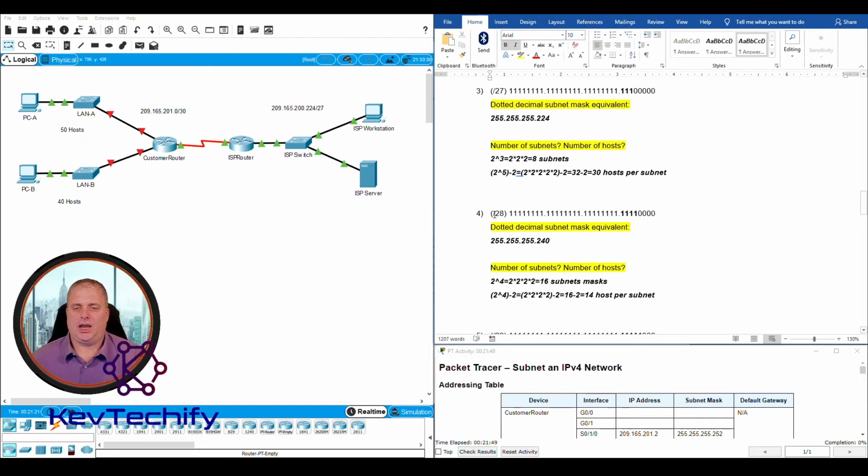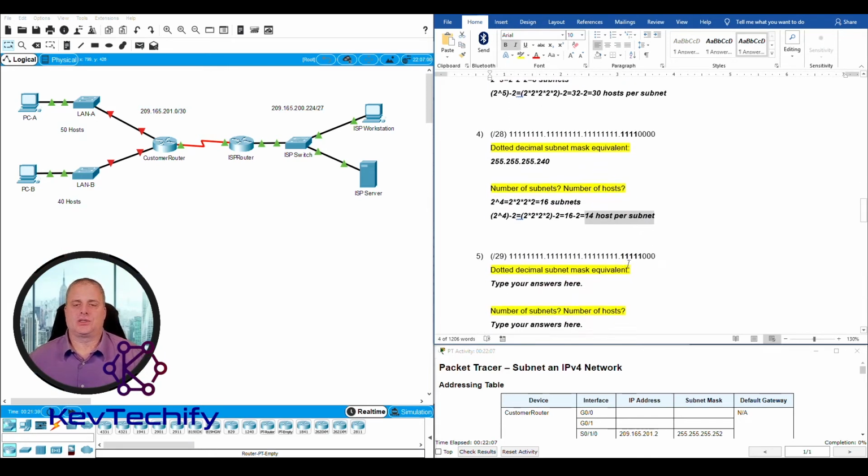Our /28, once again here, gave us 16 subnets. And each one of those 16 subnets can have up to 14 hosts per subnet. 14 valid IP addresses.